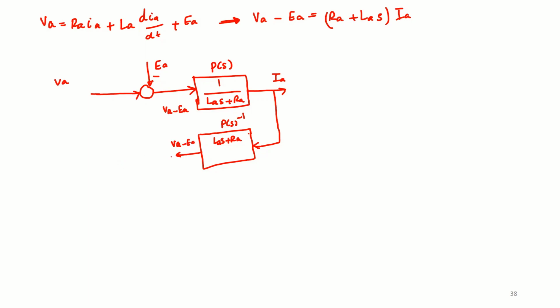Now, someone will say, what about if I take this signal from here, VA, and add it to here and subtract from it this signal. So this will be VA minus VA plus EA. So here, what am I calculating? Here I'm calculating EA.